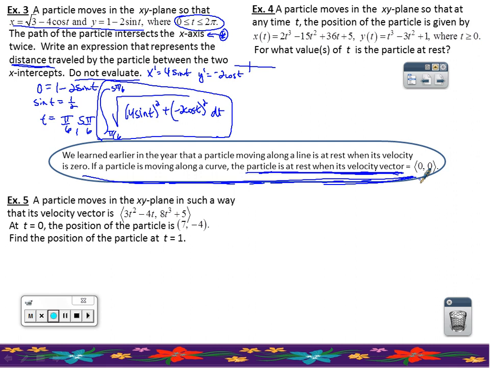So that takes us to number 4. If we have a particle moving on the xy plane and we have a position, what values of t is the particle at rest? Okay, so let's do that.